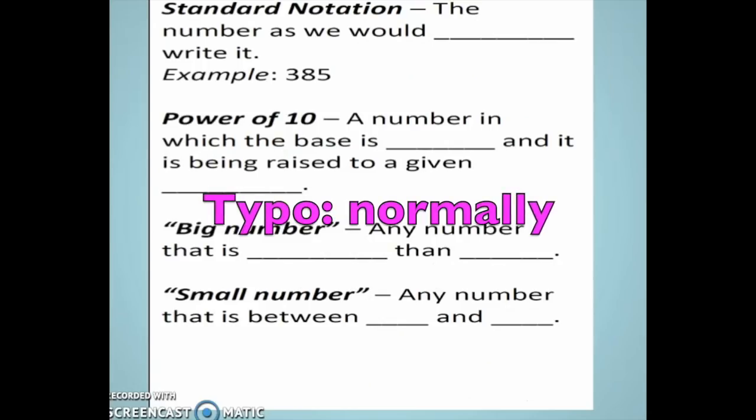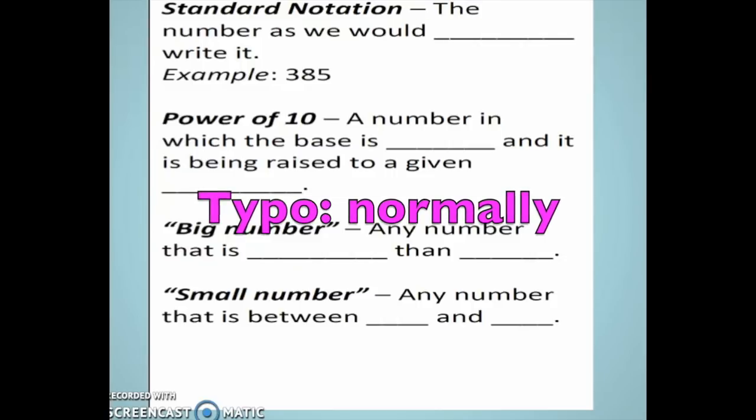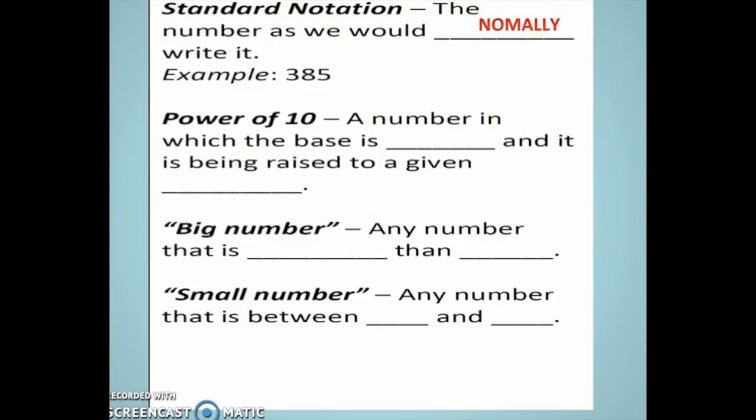No worries. Standard notation, it's the number as we would normally write it. For example, 385. A power of 10 is a number in which a base is always going to be 10. Whenever you write in scientific notation, that base is always going to be 10. And it's always going to be raised to a given power or exponent. Big number: any number that is larger than 1, or any small number that is between 0 and 1.